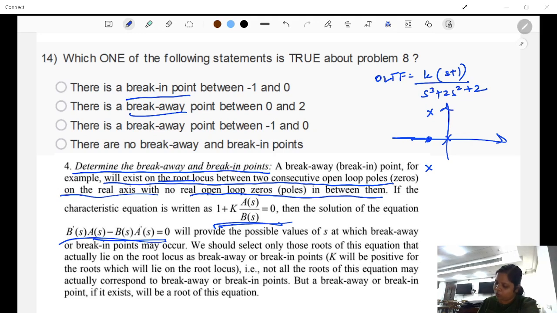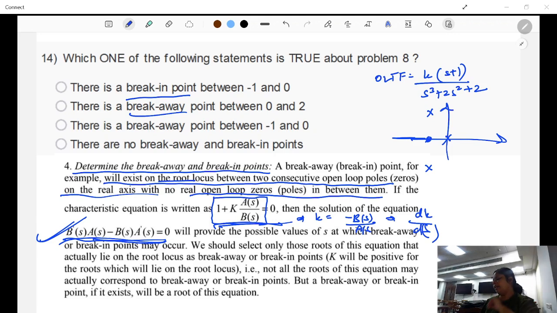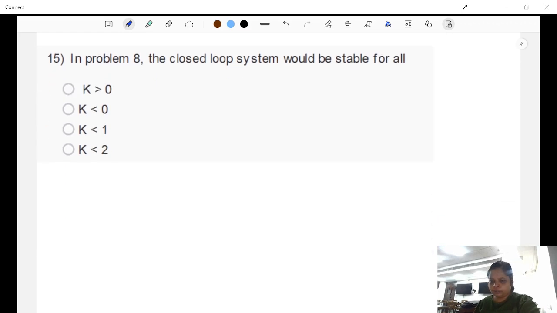So how this comes about, we will discuss later also. But see, 1 plus k into as upon bs. Now, if you write it as k is equal to, what would you get? Minus bs upon as. Then you differentiate dk upon ds, and you'll get this term. So you can directly differentiate when you have k in terms of s, to find out where the break-in and breakaway points are. All right. Then we'll move to the last question.